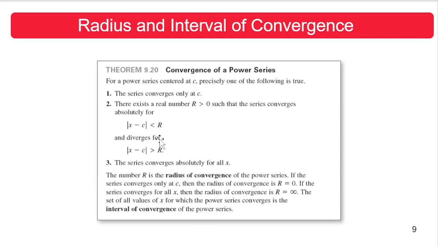So this number R is called the radius of convergence of the power series. If the series converges only at C, then we can say that the radius is 0, or R = 0. But if the series converges for all x, then the radius of convergence is infinity, or R = infinity. The set of values of x for which the power series converges is called the interval of convergence of the power series.